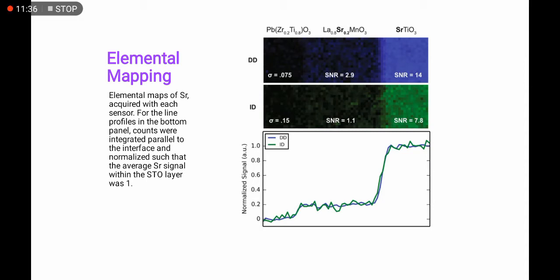Elemental maps of the SI are acquired with each sensor. For the line profiles in the bottom panel, counts were integrated parallel to the interface and normalized such that the average Sr signal within the STO layer was 1.